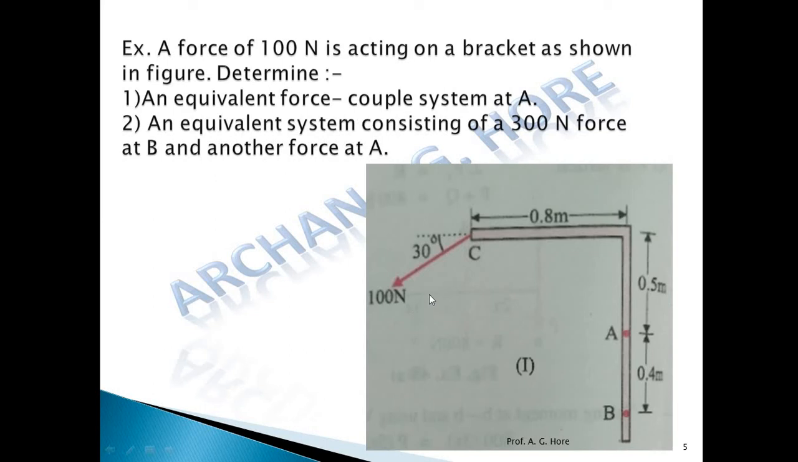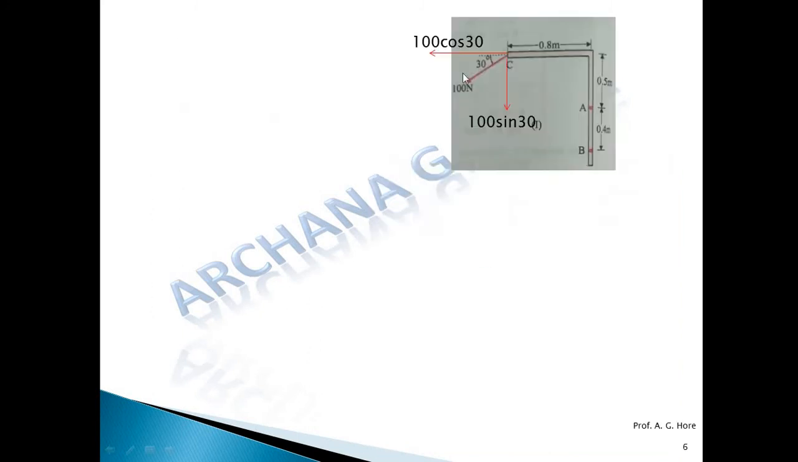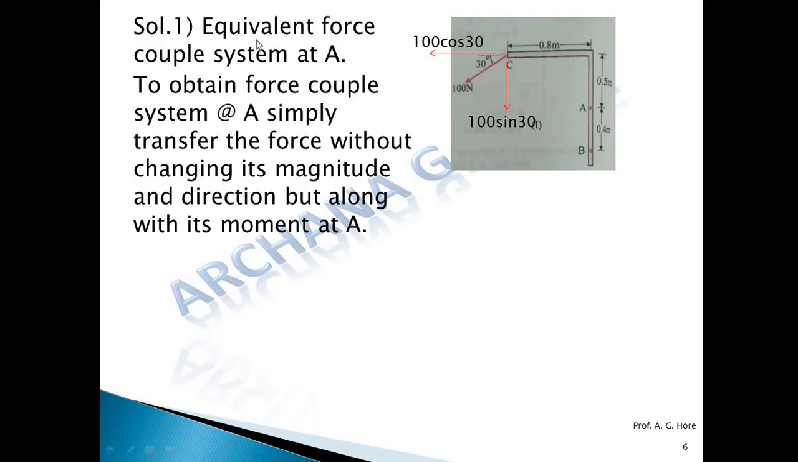Now this is an inclined force. So for that inclined force, first of all split the force into horizontal and vertical components and then calculate the moment. So let's see. The force has an angle of 30 degrees with the horizontal line. This is the x component and this is the y component: 100 cos 30, 100 sin 30. Now calculate here. To obtain the force couple system at A, simply transfer the force without changing its magnitude and direction, but along with its moment at point A.